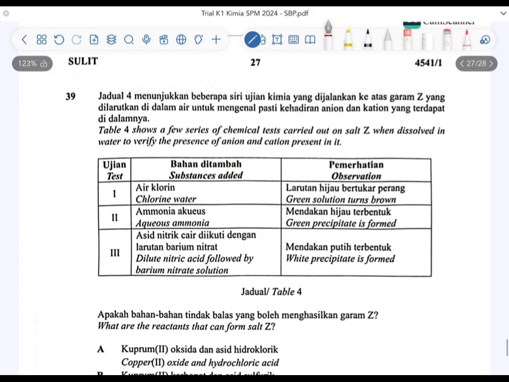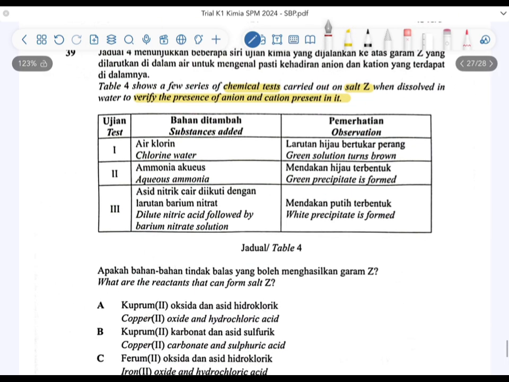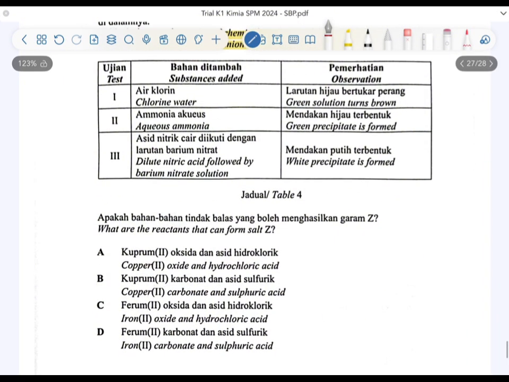This table shows us a few series of chemical tests carried out on a salt Z, which we don't know what it is, when it dissolves in water to verify the presence of the anion and cation in it. We have altogether 3 tests. We are going to find what are the reactants that can form the salt Z, basically what components make up the salt Z.